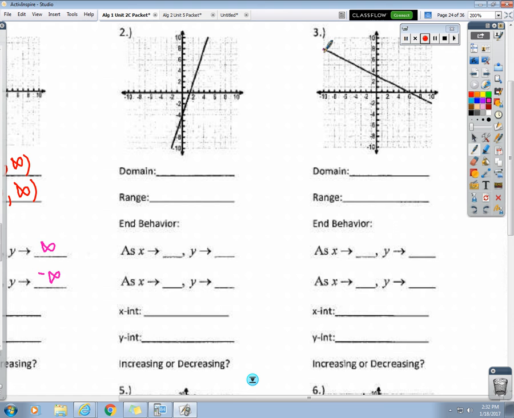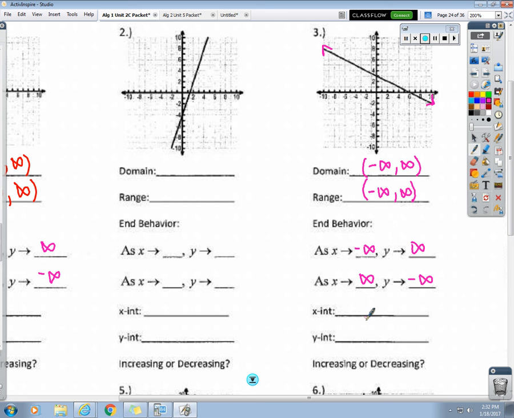Alright, number 3. What is the domain? Correct. Negative infinity to positive infinity. It goes left forever and it goes right forever. What about the range? Correct. This graph also goes down forever and up forever. Okay, end behavior. As x approaches negative infinity, y approaches what? Positive infinity. As you go left, you're also going up. As x approaches positive infinity, which means as you go right, you're going down.